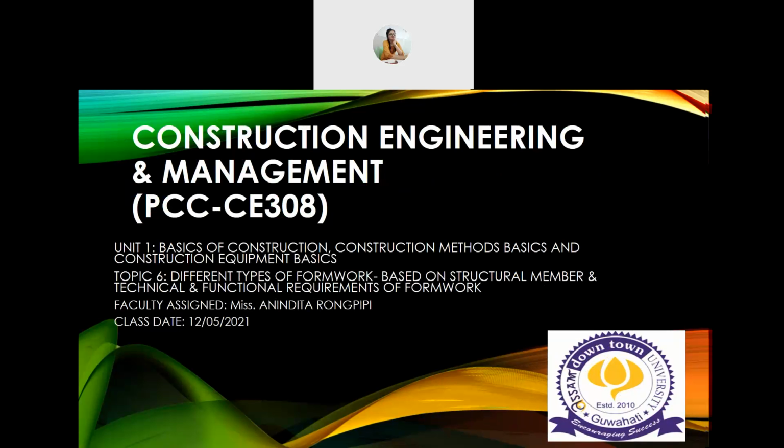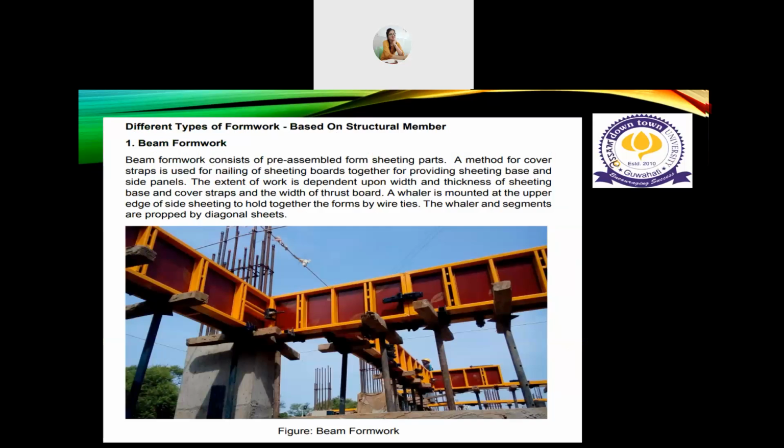So hello students, today we'll continue again with our unit number 1 and topic number 6, which is different types of formwork based on structural member and technical and functional requirements of formwork. In our last class we studied about different types of formwork based on material, and today we'll study about formwork based on the structural member.